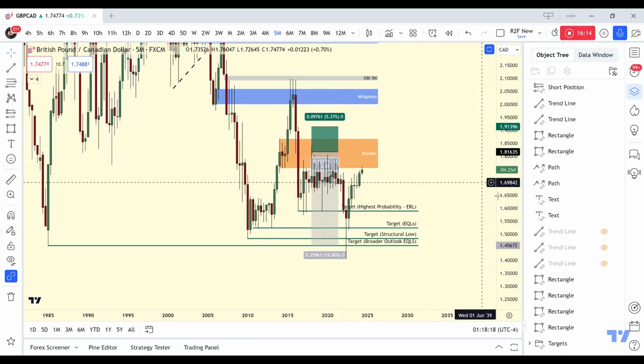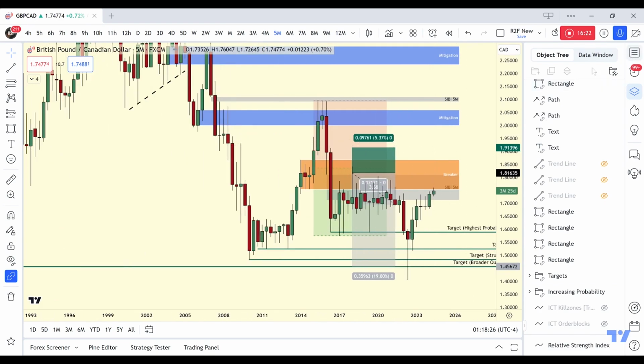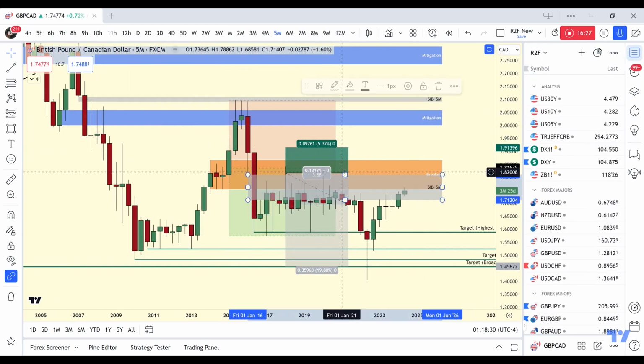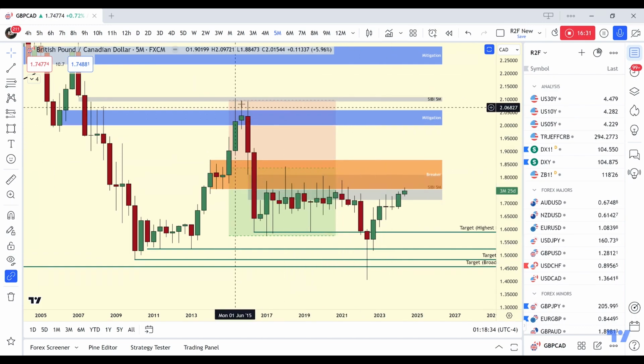Okay, so let me show you how to increase the probability of your trades. Over here, you can mark out the range, premium and discount. I'll just delete this position too. From top to bottom, premium to discount.